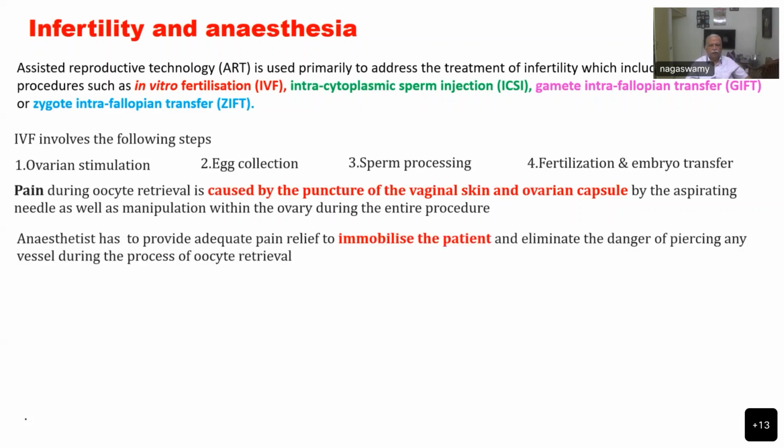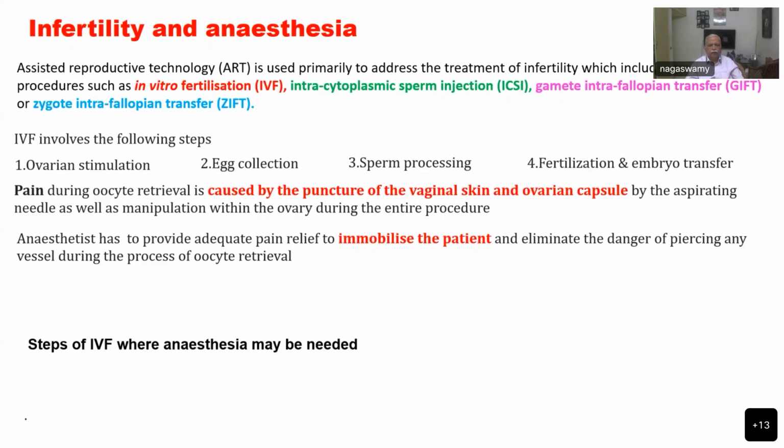So the anesthetist has to provide adequate pain relief and a completely immobile patient. The patient should not jerk or lift their pelvis or shake their legs. So you require a totally immobile patient, not only to avoid the pain, but also to eliminate the danger of the needle piercing some major vessels inside, close to the ovary, and causing damage.